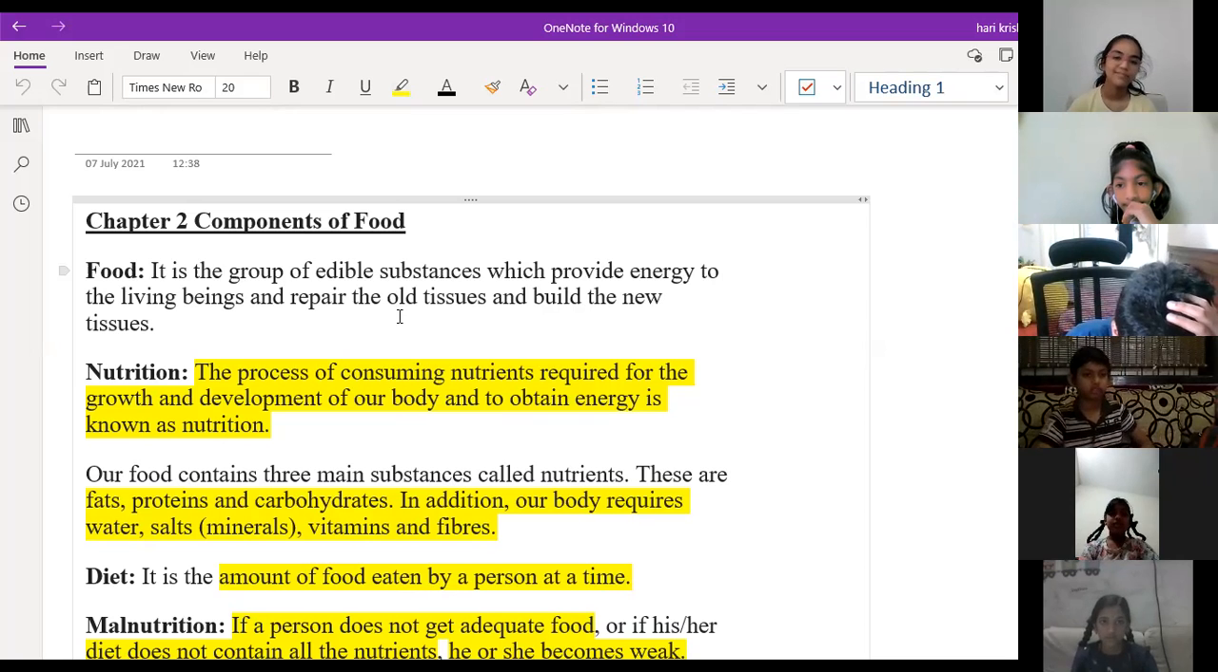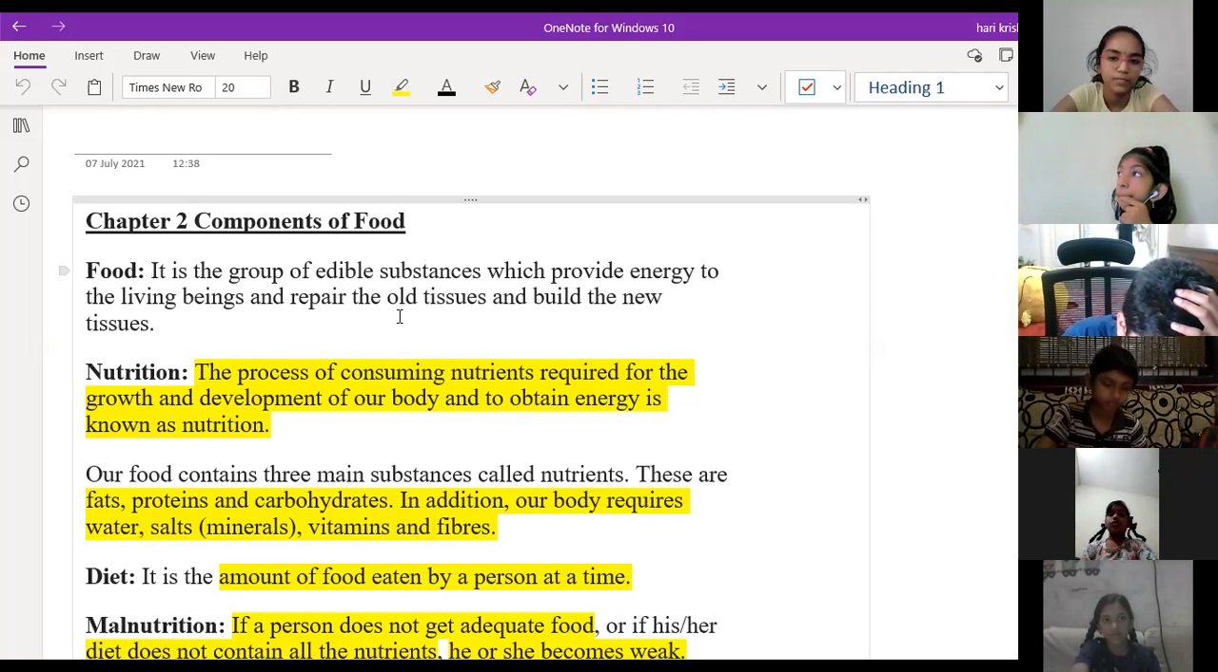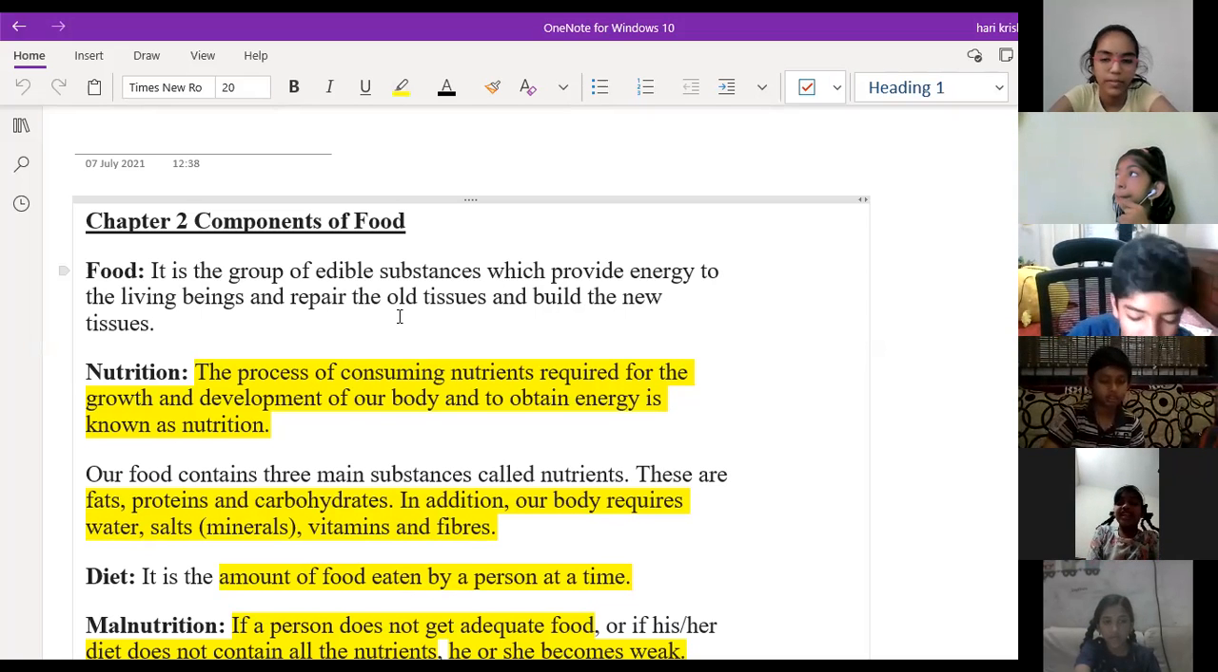So there are different types of nutrients: carbohydrates, proteins, fats, vitamins, and minerals.